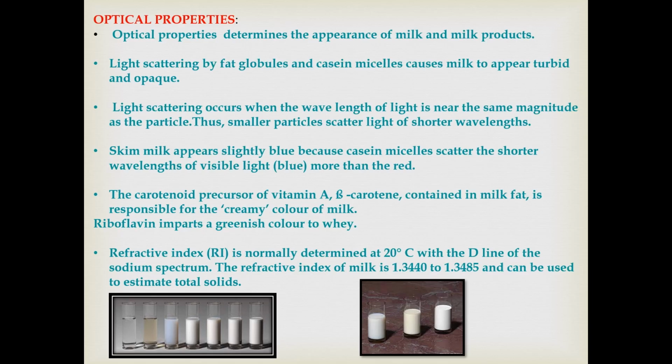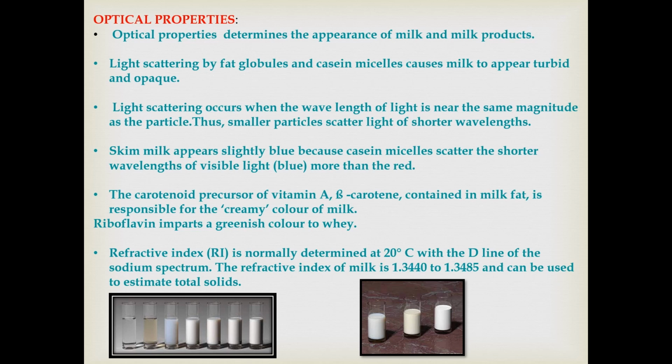The last property is optical. Optical property determines the appearance of milk and milk products, whether it is translucent, transparent, or opaque. Light scattering, that is the Tyndall effect, by fat globules and casein causes the milk to appear turbid and opaque.